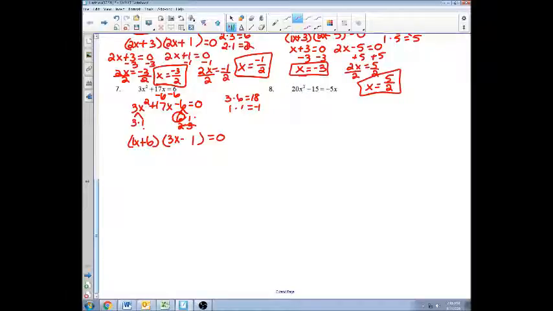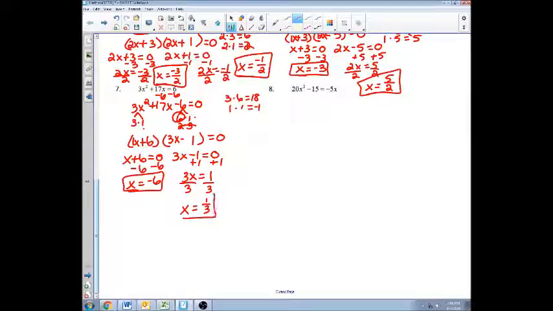From here, I can go ahead and split them up using the zero product property. I can subtract 6. X would equal negative 6. I can add 1. 3x would equal 1. Divide that by 3, and x would equal 1 over 3. And I am done. On to number 8.